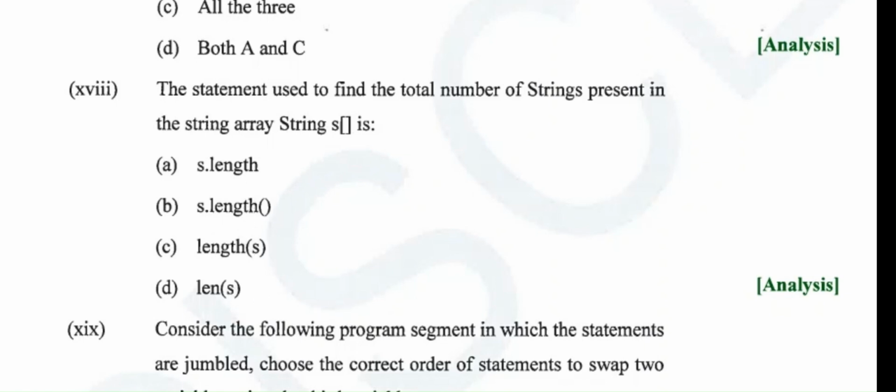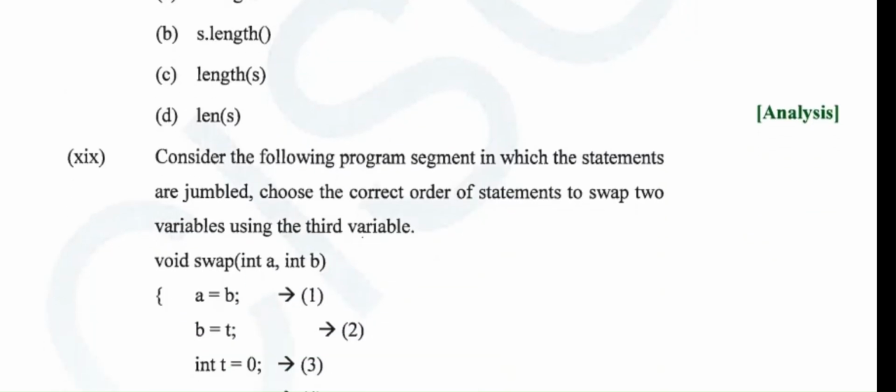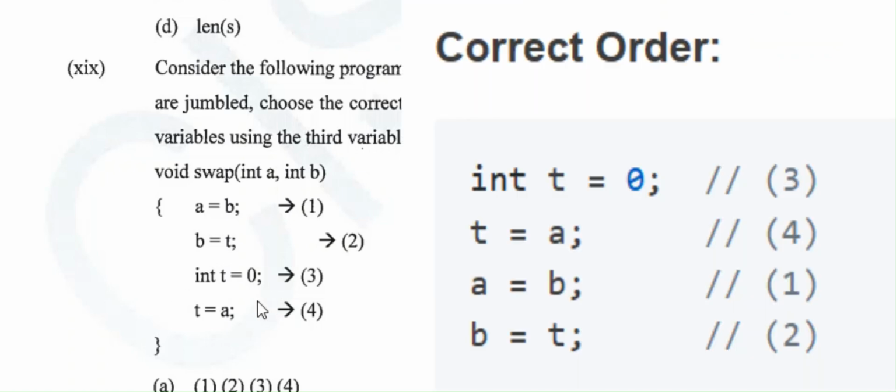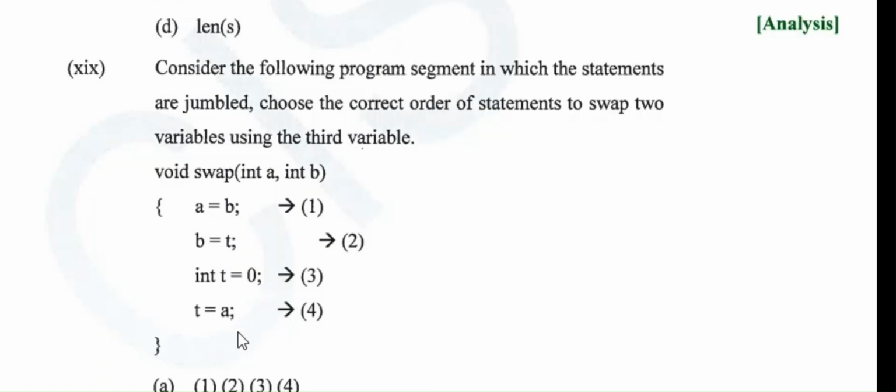Now come to the next question, 19. Consider the following program segment in which the statements are jumbled. Choose the correct order of statements to swap two variables using a third variable. Swapping two numbers using a third variable: first take a third variable t, int t = 0. Then assign t = a, then a = b, b = t. It will swap the values of variables a and b.